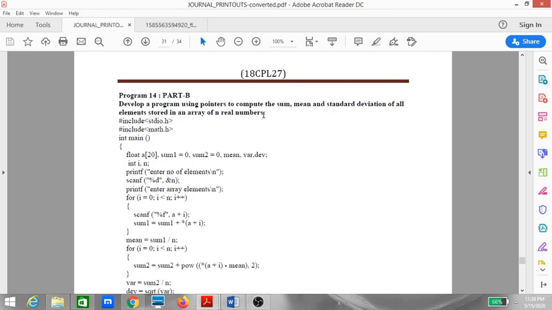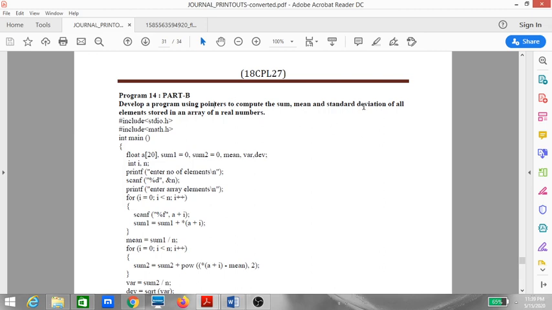So basically what the problem statement says is we have to accept an array. The array may be having n numbers. That means the value of n is not constant. It depends on the users. We can give in any number of elements in the array. And then I have to calculate the sum, mean and standard deviation of all those elements of the array. And to do so, I have to make use of pointers.